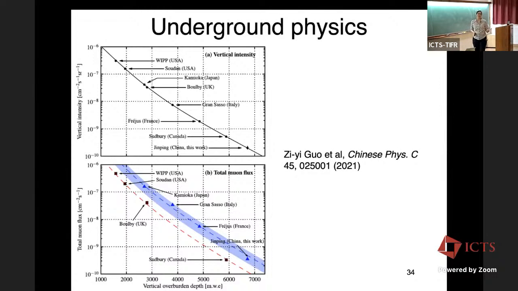Because we're fighting backgrounds, we're going to be in an underground lab. And so here's just sort of a survey of the muon flux. This is the vertical intensity of the muons and the total muon flux as a function of our favorite measure of the depth of things, which is in meters water equivalent. So this is just a measure of how deep you are.